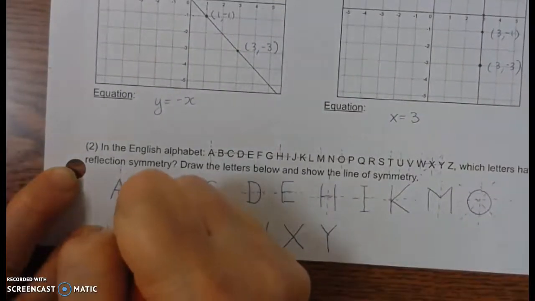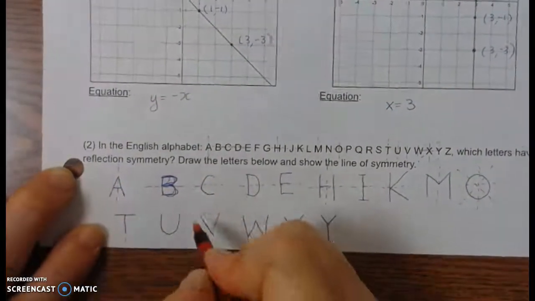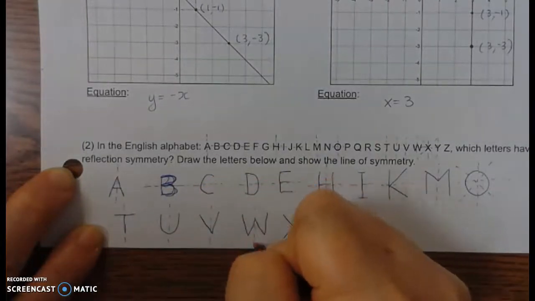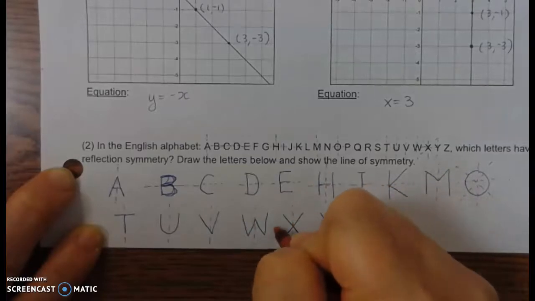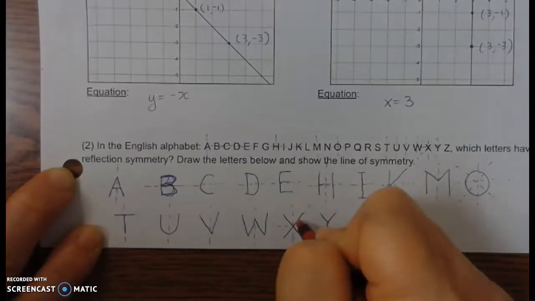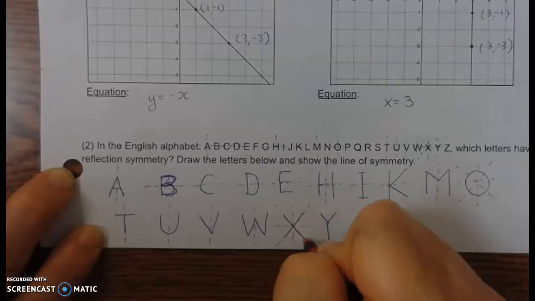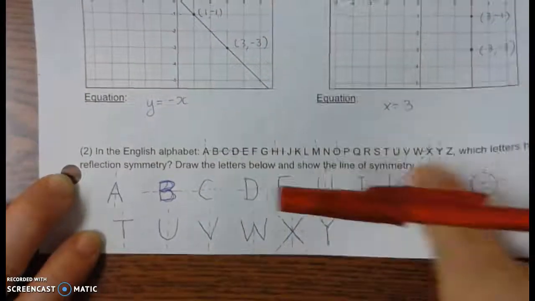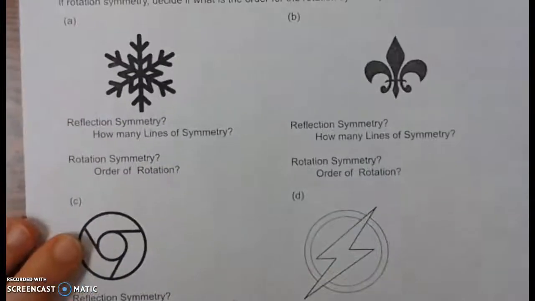Okay, and T is vertical, and U is vertical, V is vertical, W is vertical, X is many different ways depending on how it is written, and then Y will be vertical. Alright, now let's go to the other side.